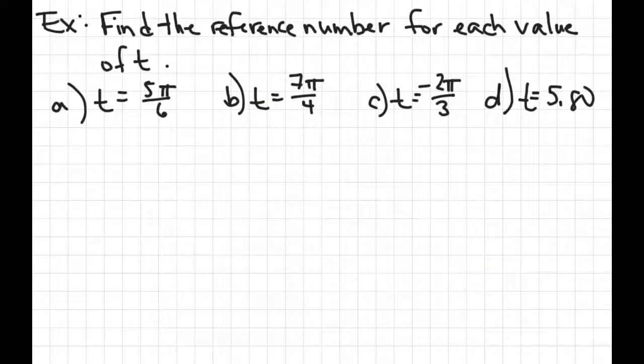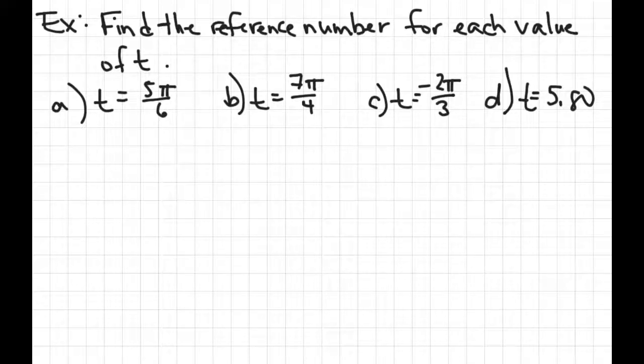All right, let's find some reference numbers, but now we're going to do this in a little bit more difficult fashion. We're going to work with angles that are in radians, because as you saw, working in degrees was pretty easy. Working in radians is going to take a little bit more work, but for an honors class, it should still be pretty easy. All right, let's start with 5 pi over 6.